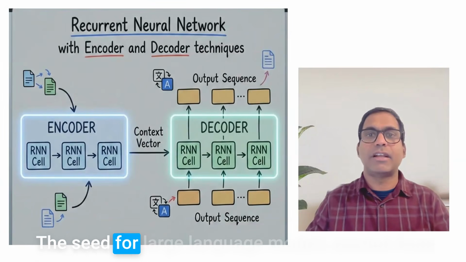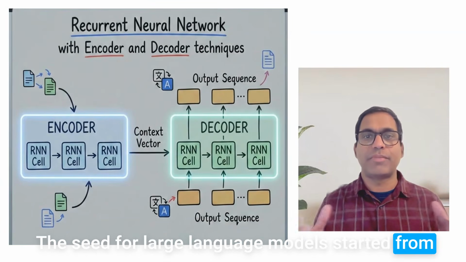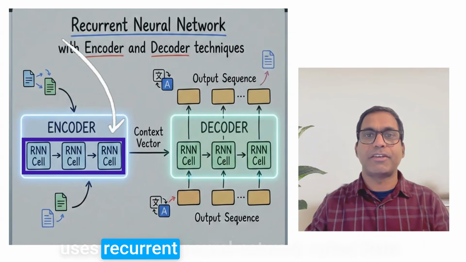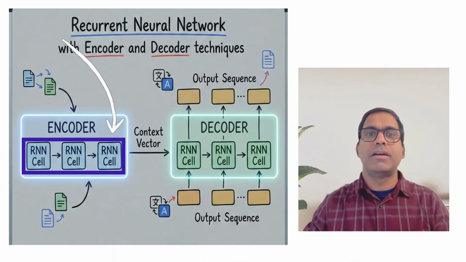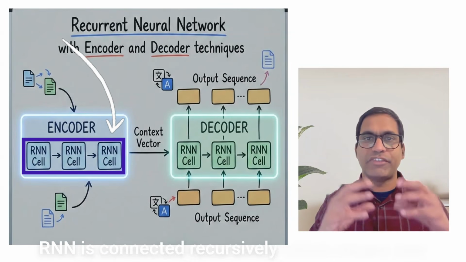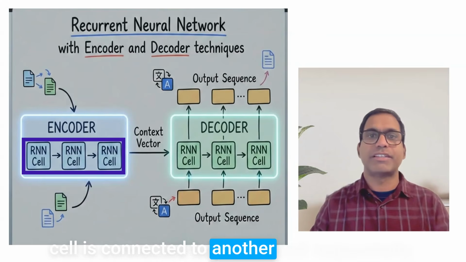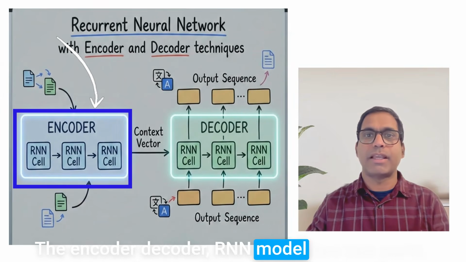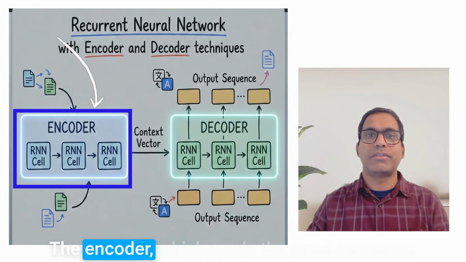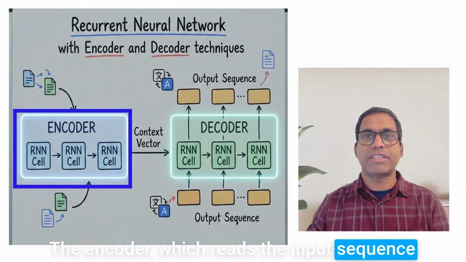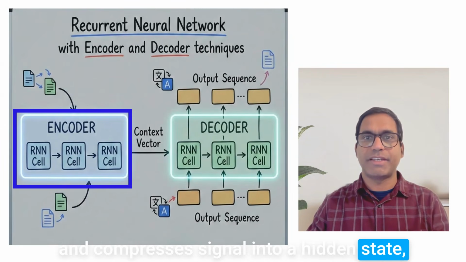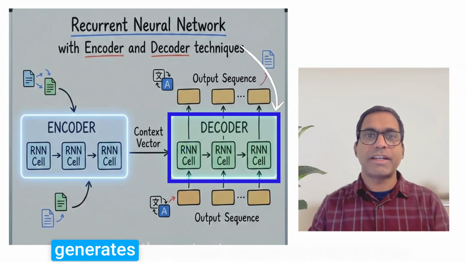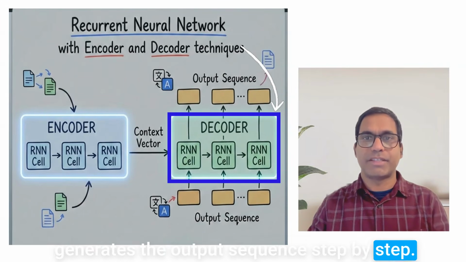The seed for large language models started from encoder-decoder architecture, which initially uses a recurrent neural network called RNN. RNN is connected recursively, which means one cell is connected to another cell sequentially. The encoder-decoder RNN model has two parts: the encoder, which reads the input sequence and compresses it into a hidden state, summarizing the input, and the decoder, which generates the output sequence step by step.